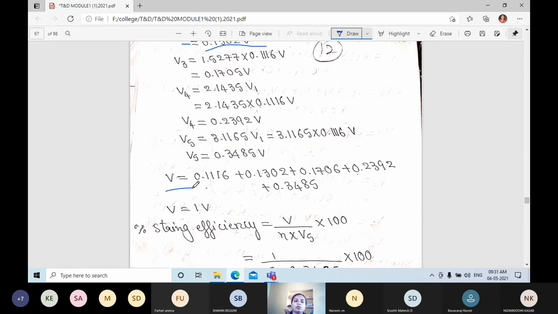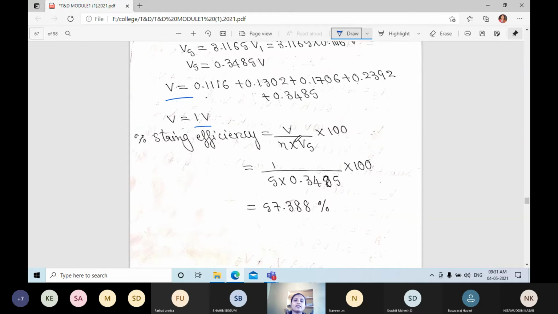We don't know the value of total voltage. We have kept it in terms of V1. So V is equal to how much will you get? 1 voltage. Next, you need to find out efficiency.